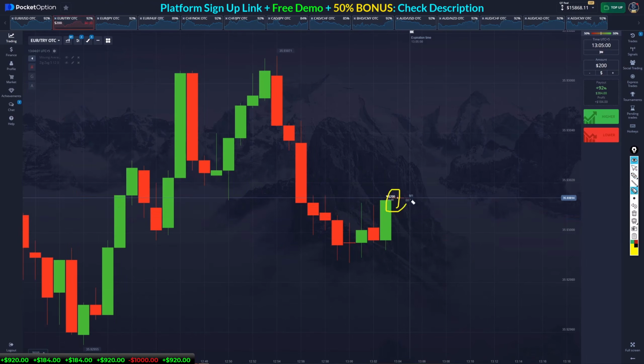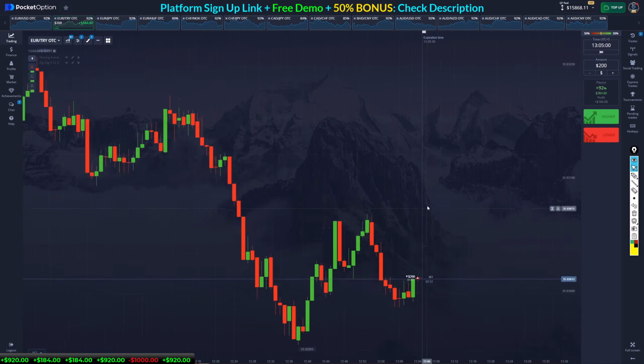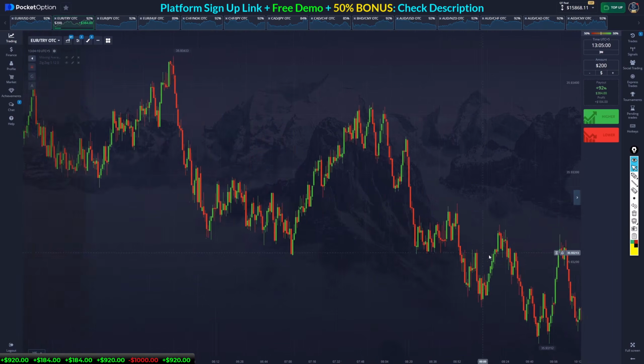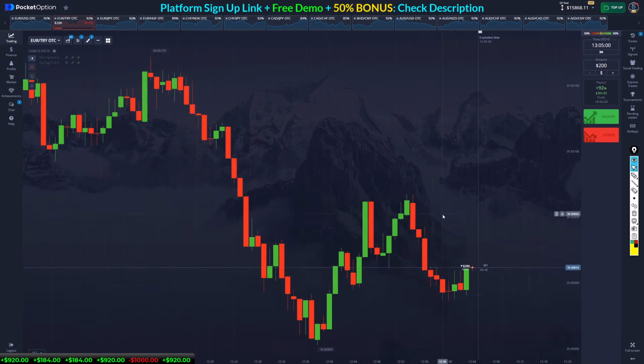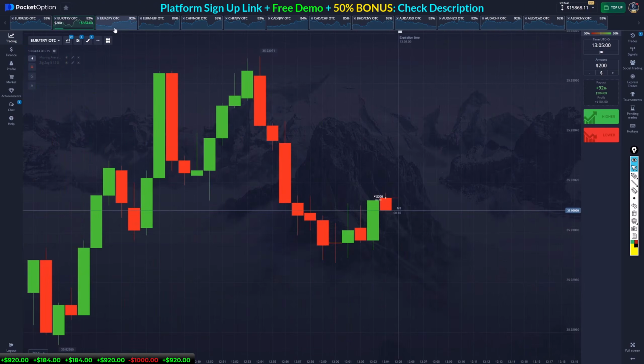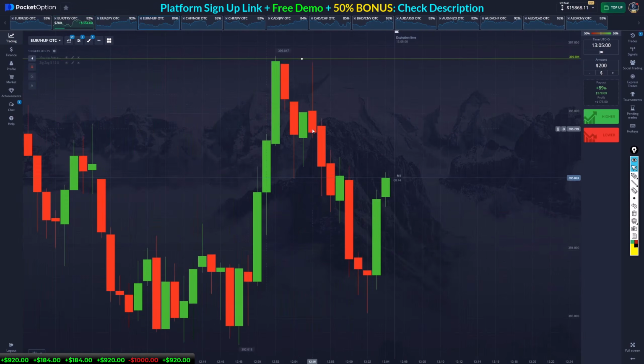Okay, we got this gap up, but since we don't have a range, I wouldn't call this a top tier trade. But let's just see what's gonna happen. All right, we have a major downtrend. I'm just gonna look for other pairs, right?